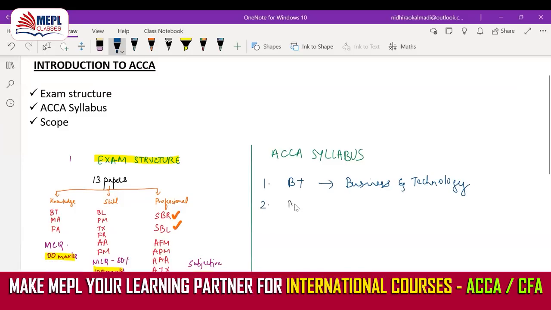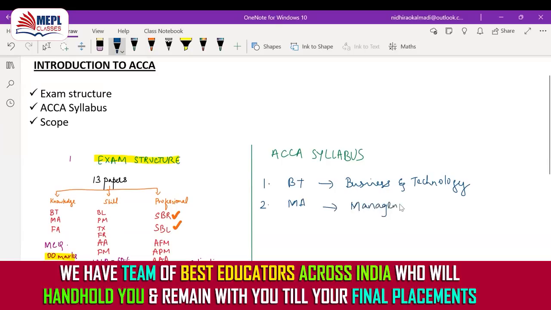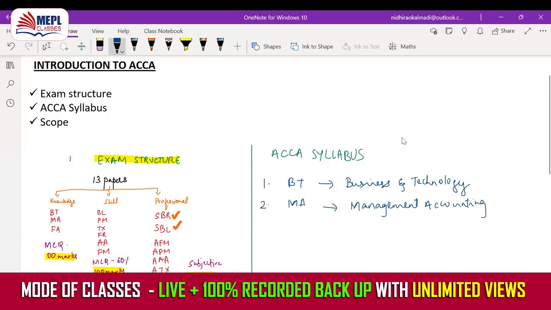Then we have management accounting. Now, management accounting, most of you might have studied already in your BCom or BBA or in Indian courses like CA, CMA, etc. Wherein we discuss the decision making skills, the inner working of the organization.